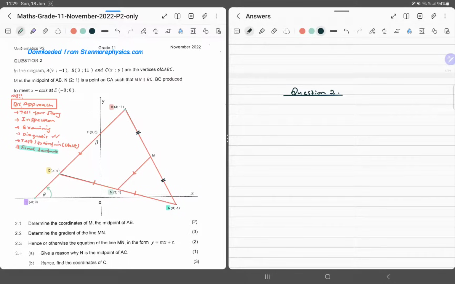Number 1. Number 2, since N is the midpoint, of course, by following the converse of the midpoint theorem, we will see that we've got the coordinates of A and N. We are missing C, and since N is the midpoint of CA or AC, we can use that expression to work out those coordinates.